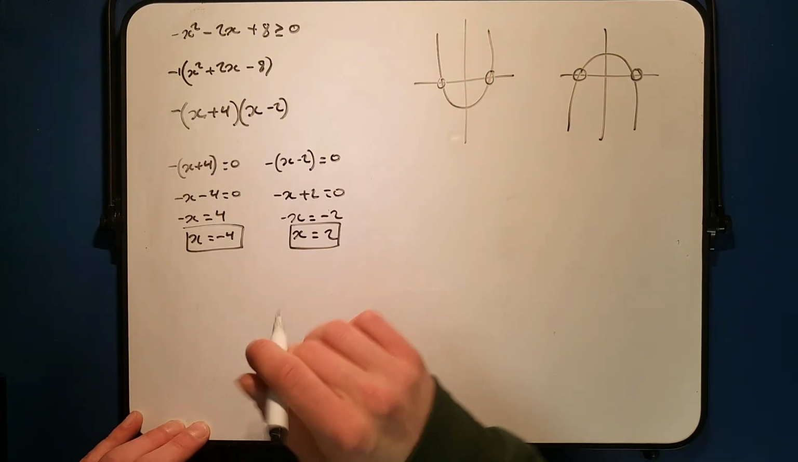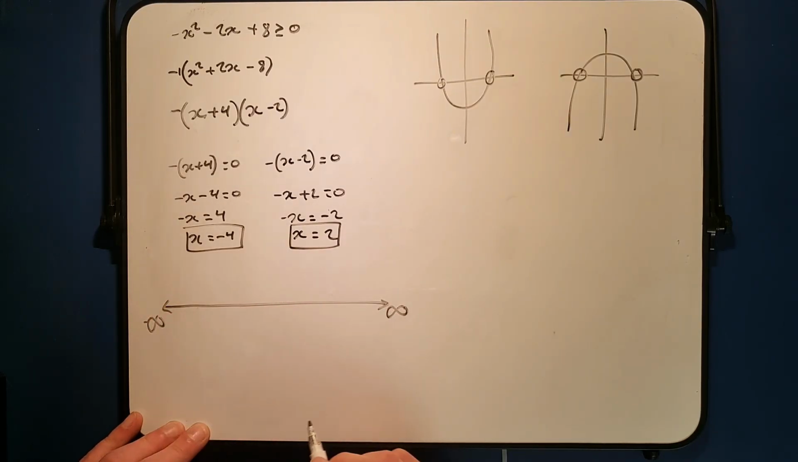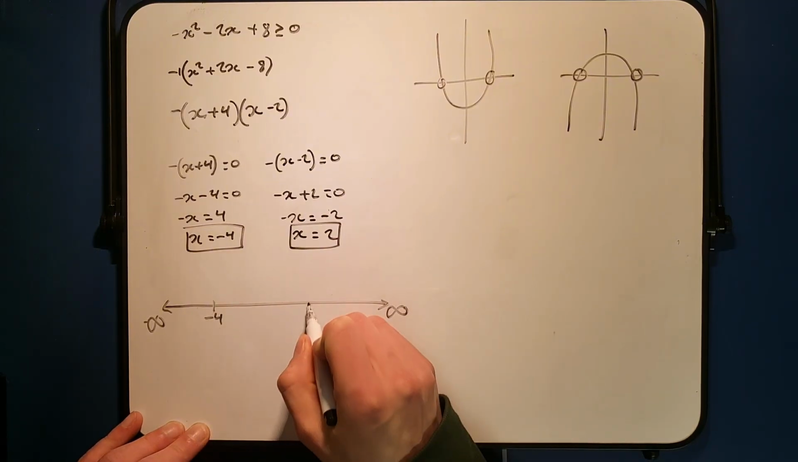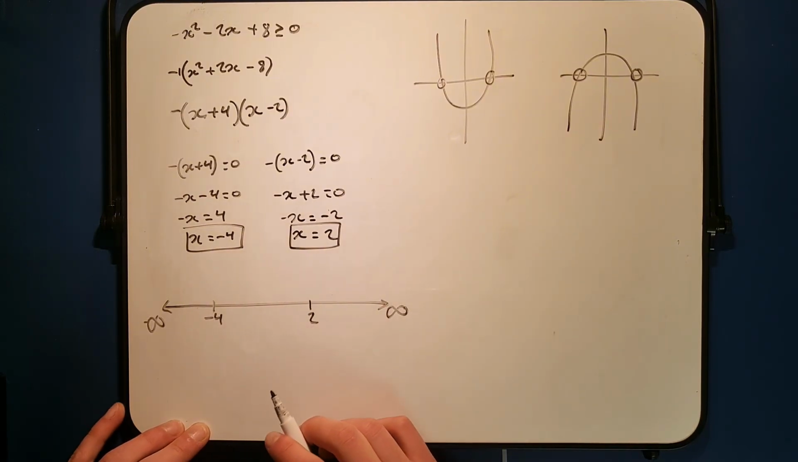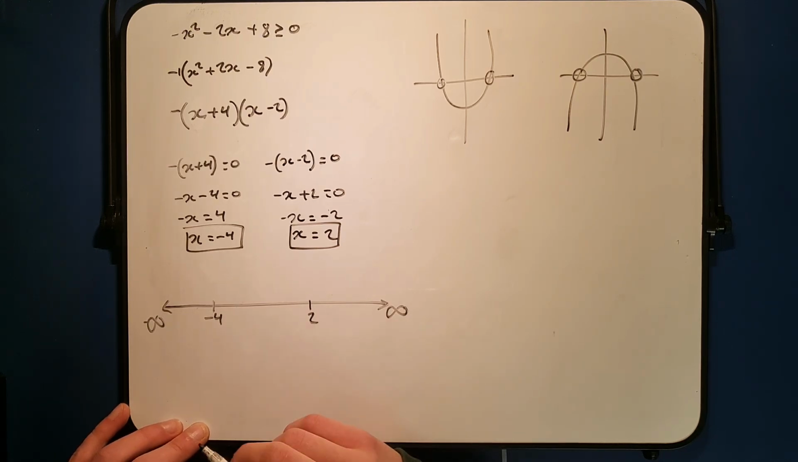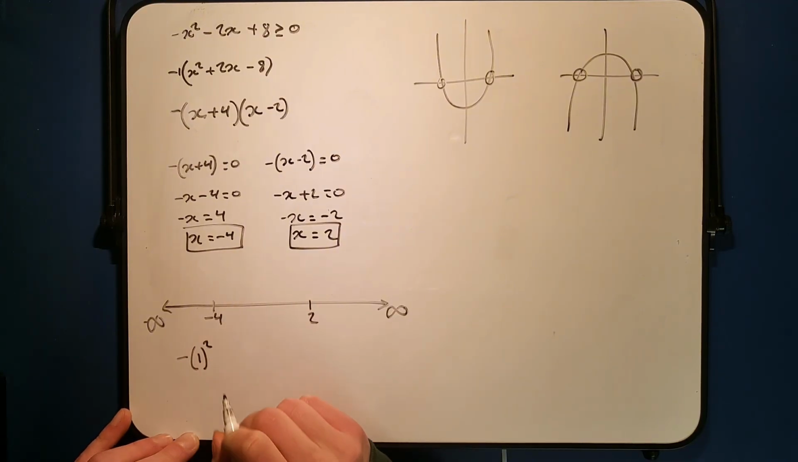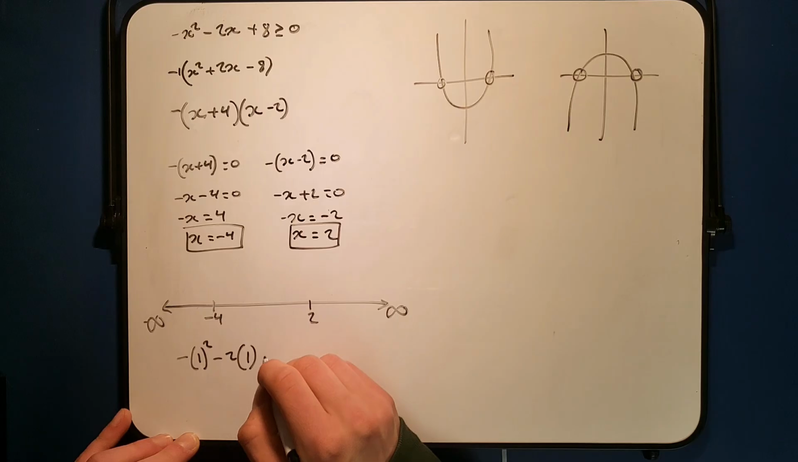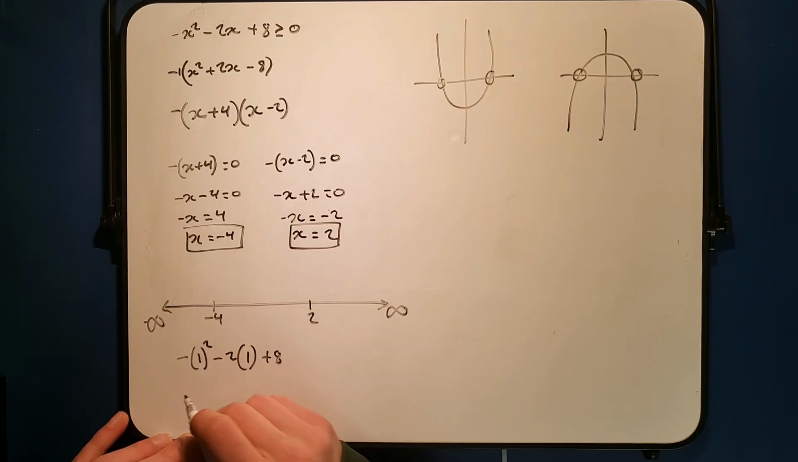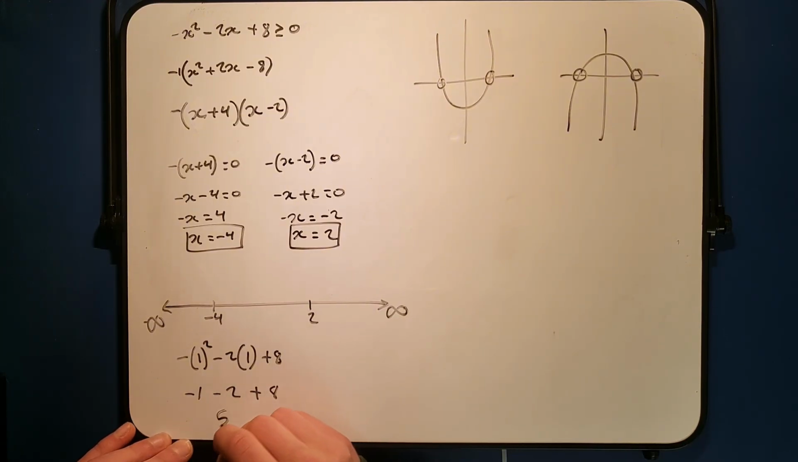So the next step is drawing our number line here. So from -infinity to +infinity, and we have -4 and 2, okay? So we need to plug in values that are in between -4 and 2. So I'm going to plug in x is equal to 1. That's nice and easy. So we're going to plug in -1 squared minus 2 times by 1 plus 8. So we get 1 times 1 is 1 times by -1, so that's -1 minus 2 plus 8. So 8 minus 3 is 5. Okay, and that is a positive result.